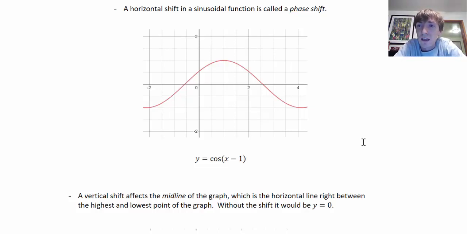That's just the horizontal line that goes right through the middle of the graph, right between the highest and lowest points. So normally that's y equals 0, but if you add 3 to a function, for example, then it's going to push it up to y equals 3.